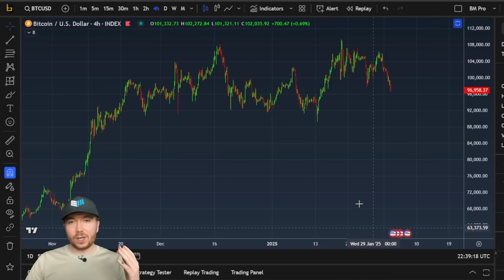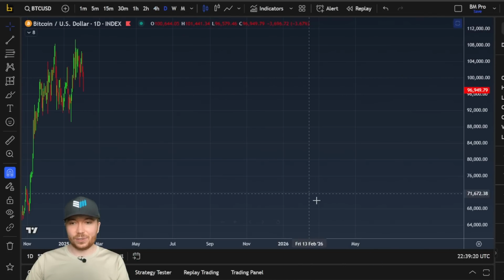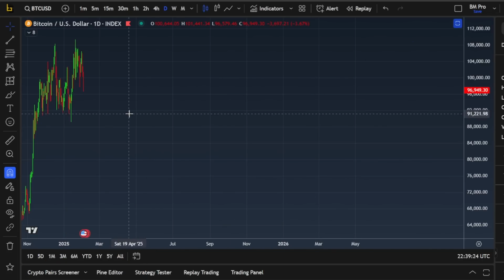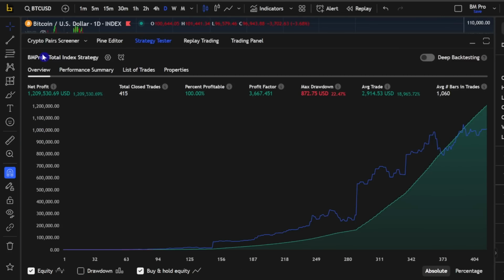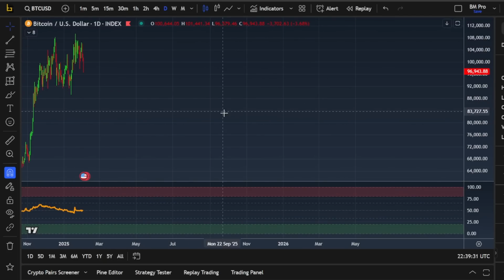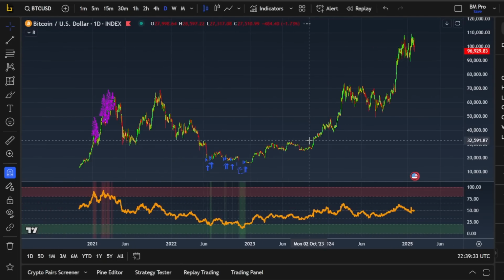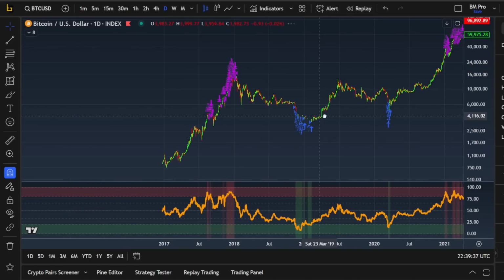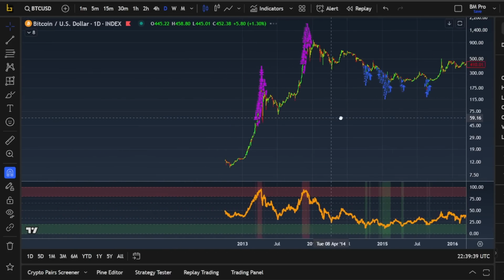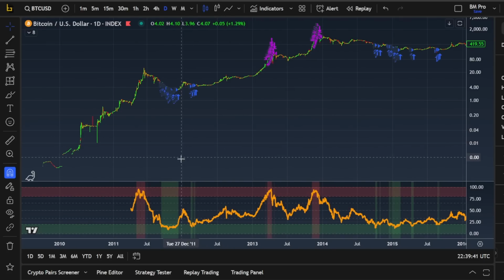Well, what we can do is go to the Bitcoin chart here, just on TradingView. And again, what I'm going to do is just hide myself so you can see the chart a little bit clearer. And then if I just add this on here, it's still called the total index strategy on here. I need to rename it. What we can see, if we just zoom out all the way back to 2011, when we first started getting signals on this metric, it has actually outperformed buy and hold BTC.